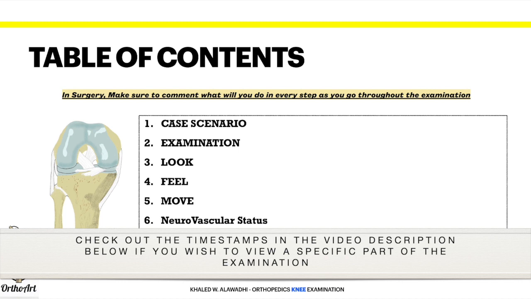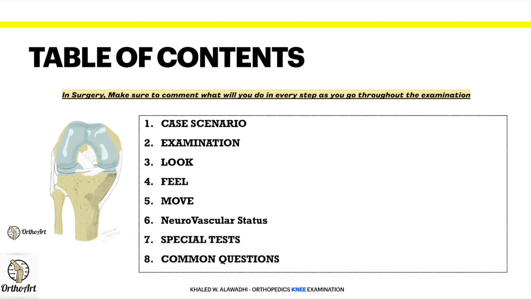So let's start first with the table of contents. We're always going to start, as always in orthopedics, with the case scenario and examination. Then we start with our always look, feel, move, neurovascular status, special movement, and then we'll end with common questions that you might be asked during this examination station.